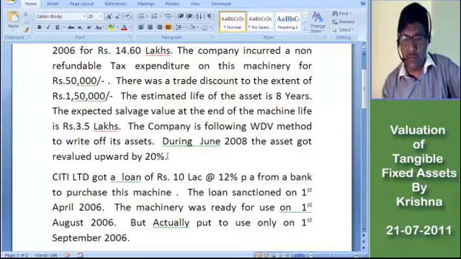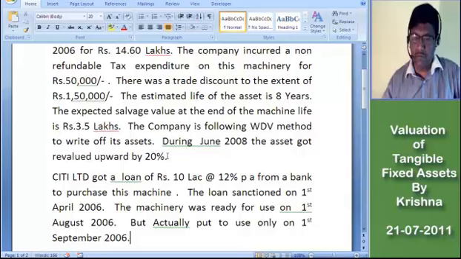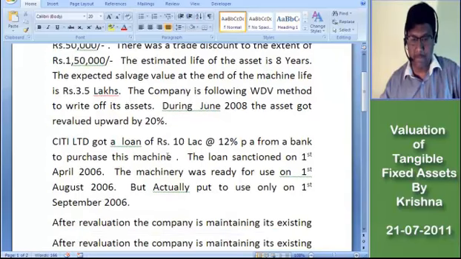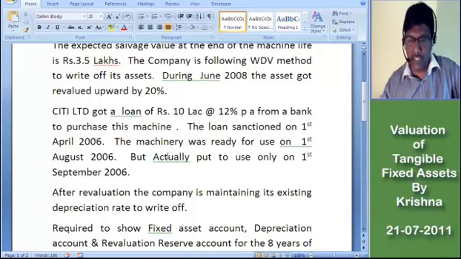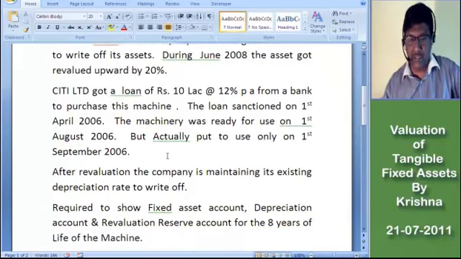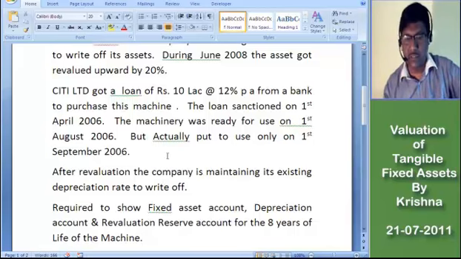The loan sanctioned on 1st April 2006. The machinery was ready for use on 1st August 2006, but actually put to use only on 1st September 2006. After revaluation, the company is maintaining its existing depreciation rate to write off the asset. Required to show fixed assets account, depreciation account, and revaluation reserve account for the 8 years of life of the machine.